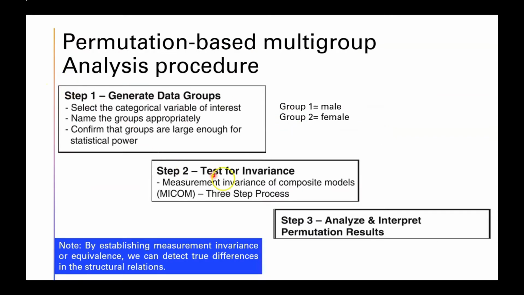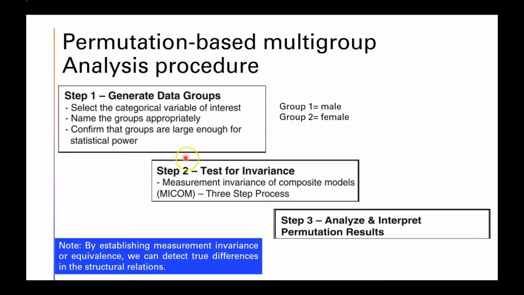Alright, so this is the procedure for a permutation-based multigroup analysis. Basically, it has three steps. In the first step, we need to generate the data groups, and in the example that we are focusing on, the grouping variable is gender, so we have two groups. Group 1 is male and group 2 is female.